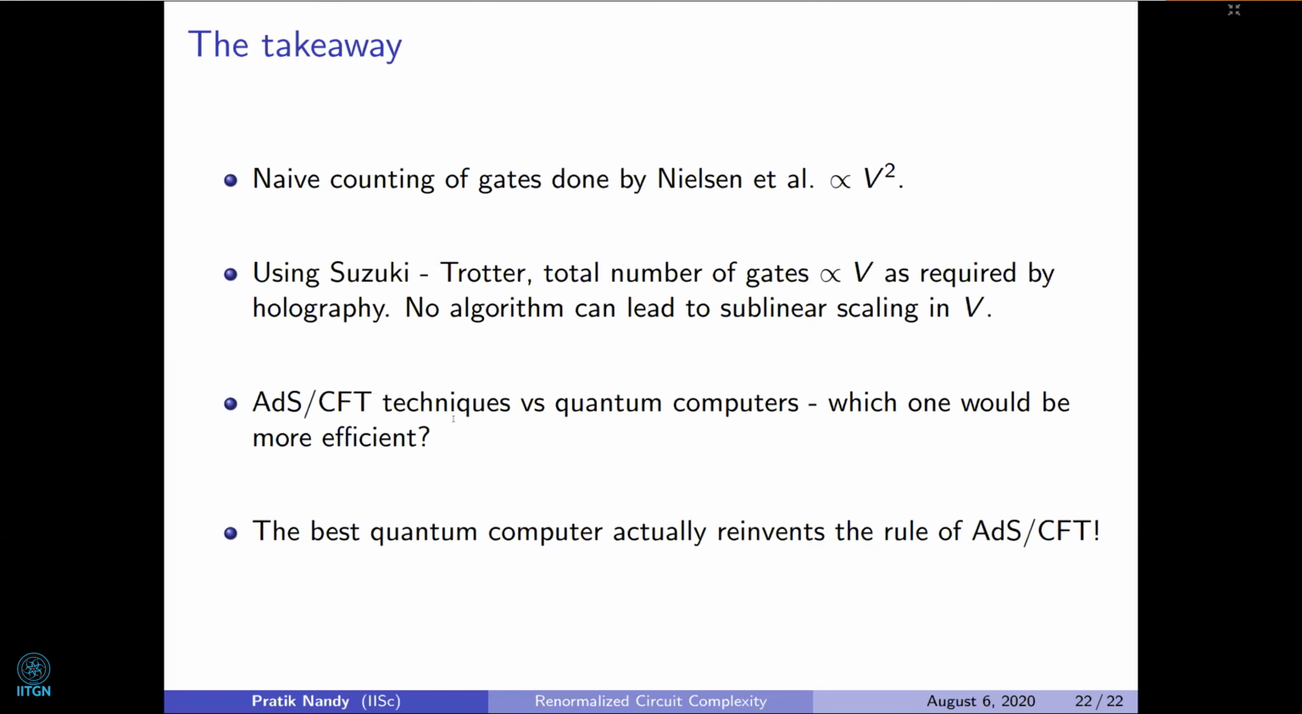So the main message is, suppose we have two different techniques, AdS/CFT and quantum computers, and we want to see which one is the best. This technique reveals that the best quantum computer somehow reinvents the rules of the AdS/CFT. So the best quantum computer works in a way that somehow follows the rules of what the AdS/CFT does. So I think this is the end.